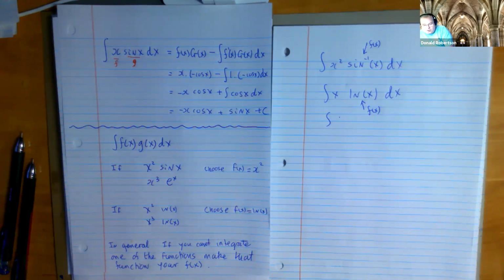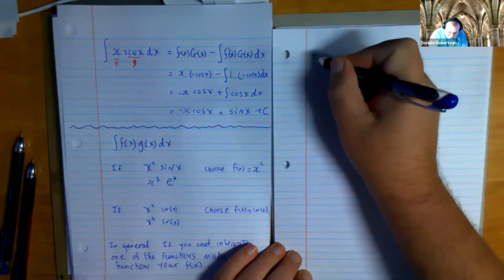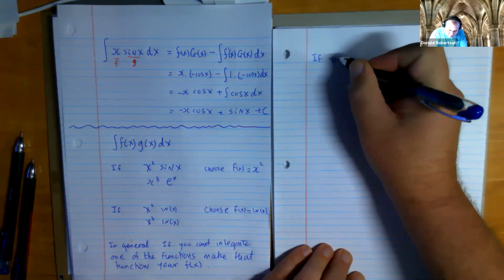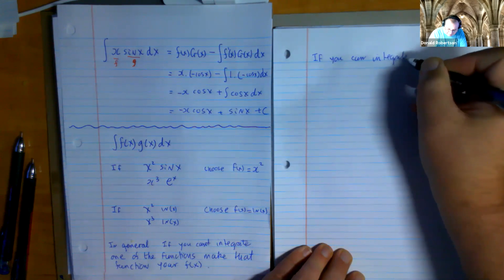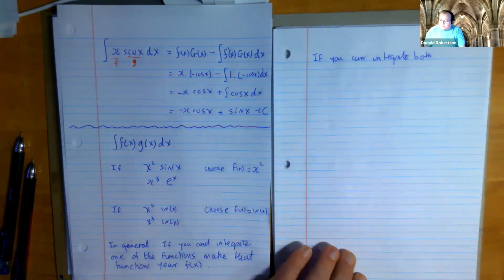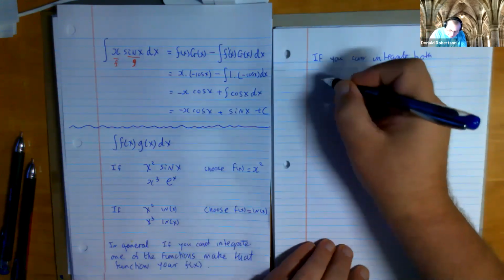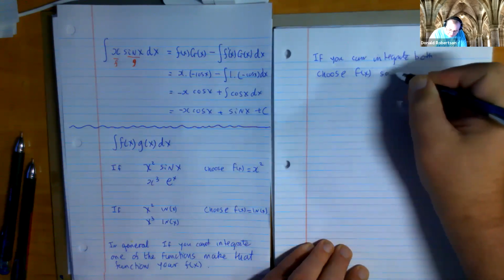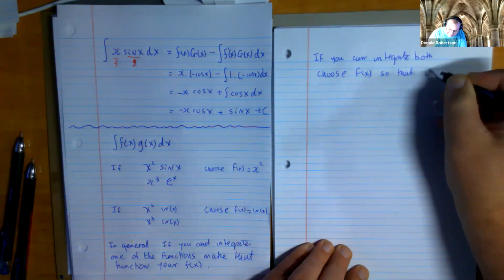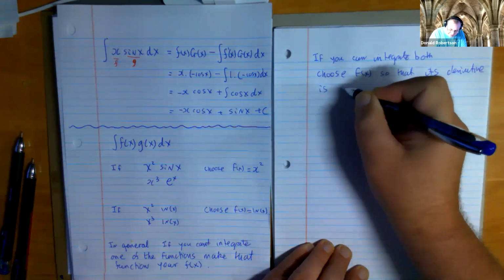I guess you could say, well, what happens if you can integrate both? So what do you do if I can find the integral of f and I can find the integral of g? Then this is your rule. Choose f of x so that its derivative is simpler.